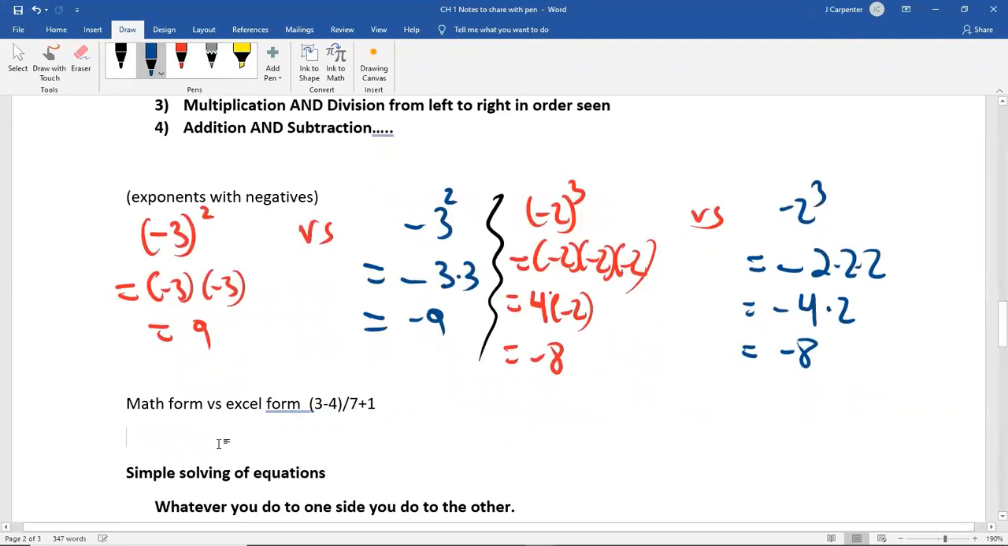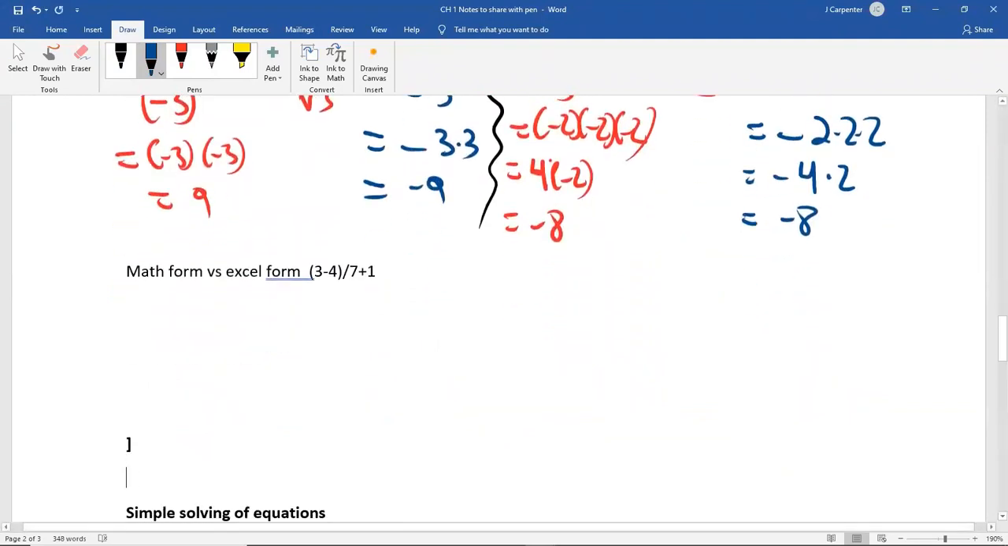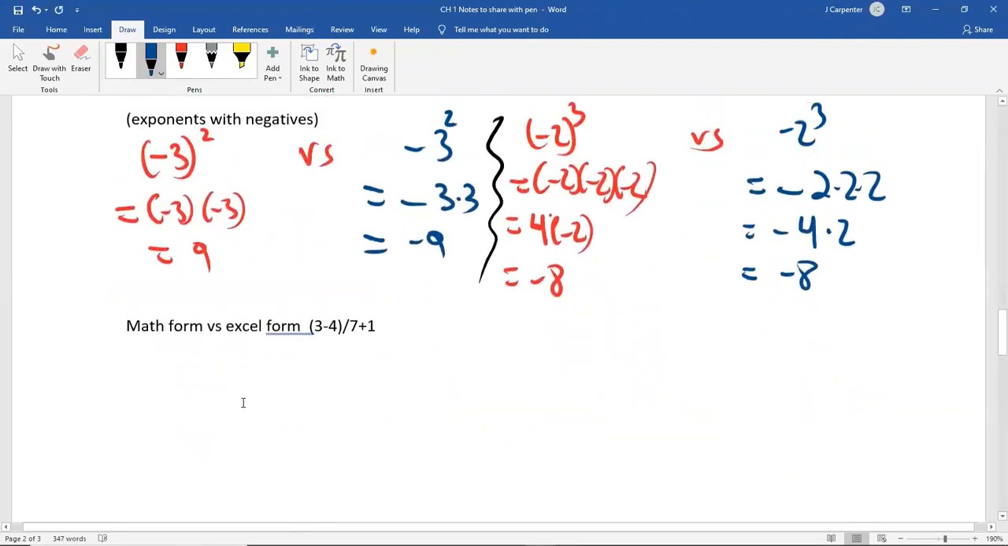How about this? Math form versus Excel form. This is really just kind of an algebra review section for the most part, but with a little dash of Excel use thrown in.